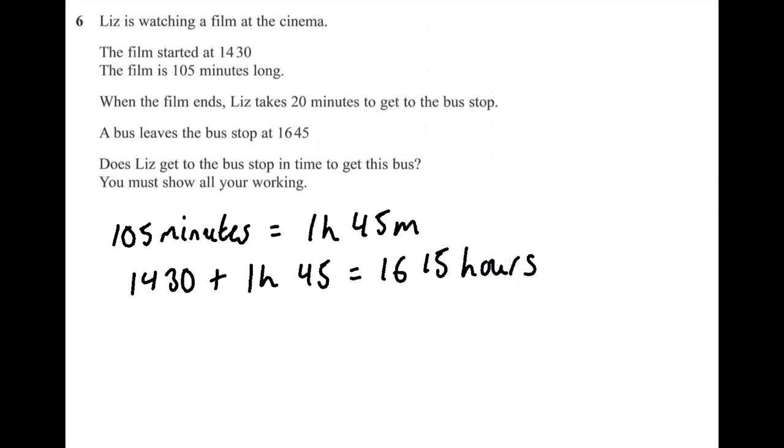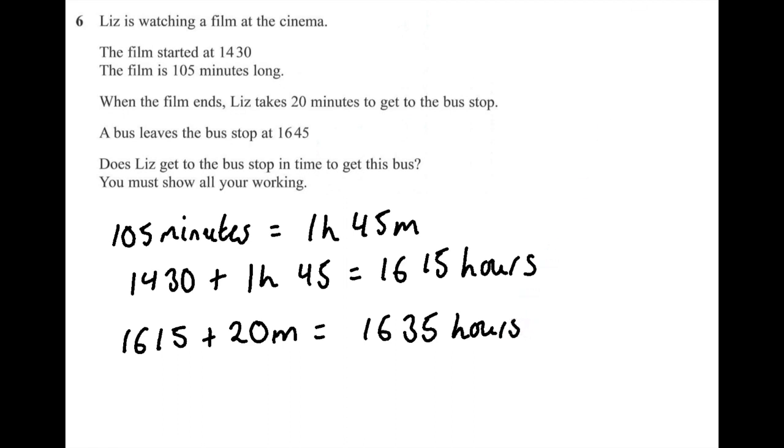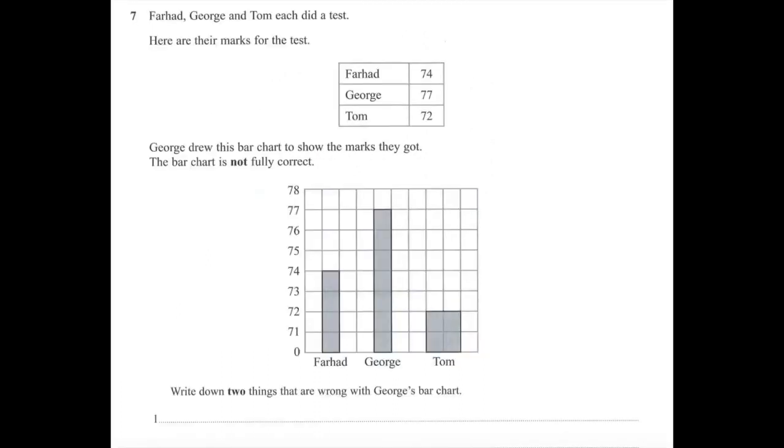Now it says when the film ends, Liz takes 20 minutes to get to the bus stop. So again, I'm going to add 20 minutes to 16:15 hours. 16:15 plus 20 minutes equals 16:35 hours. So Liz has 10 minutes to spare, considering that the bus leaves at 16:45 hours and she will get to the bus stop at 16:35 hours. So she has 10 minutes to spare and she does get on time. That's your final answer.